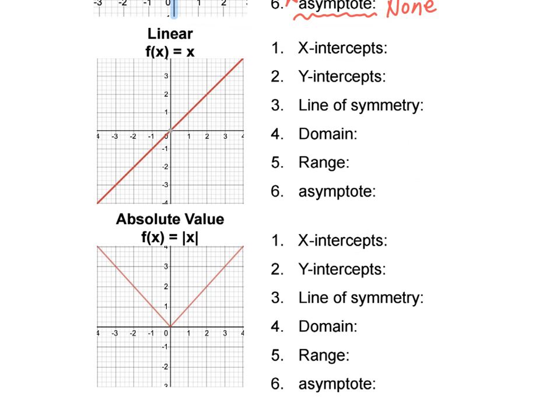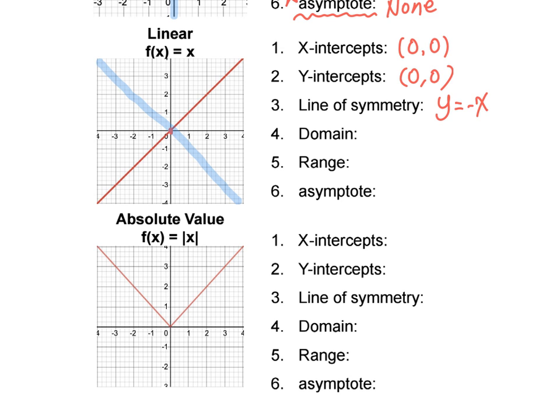Next, linear function. You're familiar with the linear function, right? So the x-intercept in this case is always going to be 0, 0. The y-intercept is the same because it passes through the origin, right? The line of symmetry is y equals negative x. All right, so it will be y equals negative x.